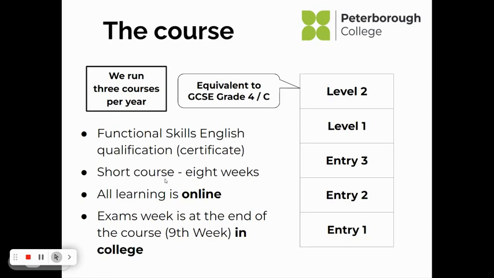Alright, so let's look at the Functional Skills English course itself. We run 3 courses per year, and I'll give you those dates later on in another slide. And essentially after the course you will get a Functional Skills English qualification in the form of a certificate, and that usually arrives a few weeks after you have done your course.